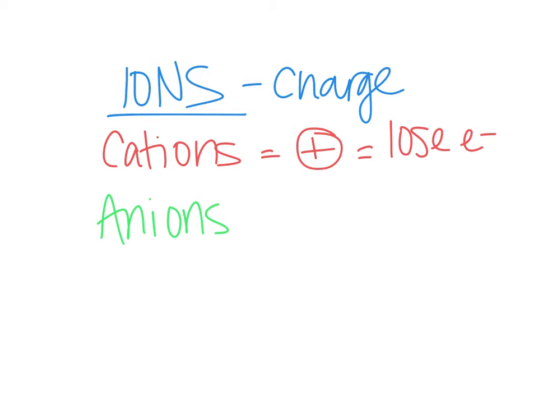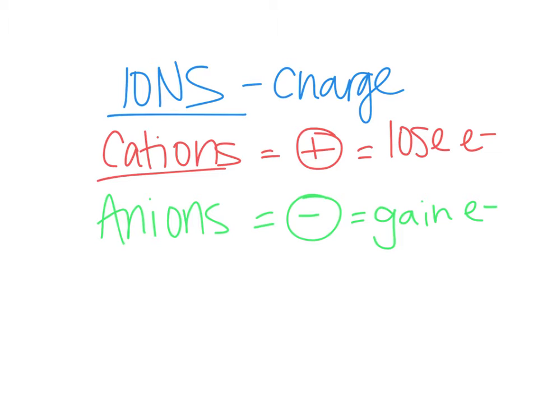So cations are always positive, anions are always negative. They're negative because they gain electrons. It kind of sounds weird, negative means you gain, positive means you lose, but just think about it. Negative anions are negative because they have more electrons. Electrons are negative, so if you have more of them, it's going to get more negative. If you have less electrons, like in a cation, you're going to become more positive because now you have more protons than you have electrons.